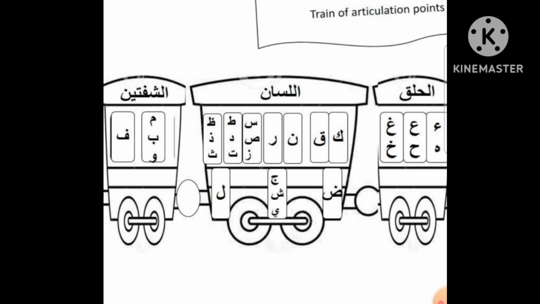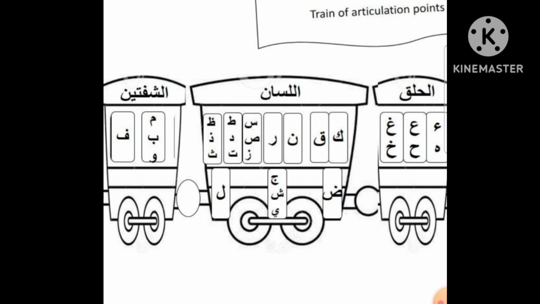Okay, then below that you have the Lam. The articulation point is the tip of your tongue touches the palate. It is the same as Noon and Ra. Or you can say the inner gum of the upper two teeth. Then you have the Jeem, Sheen, Ya. What is the articulation point? When the middle part of your tongue rises towards the roof. Okay, then you have Dad. I will teach you later on.